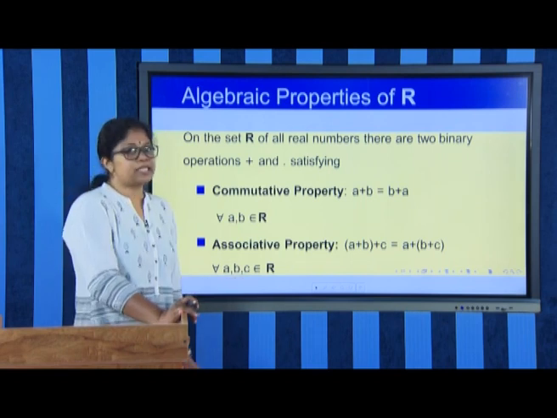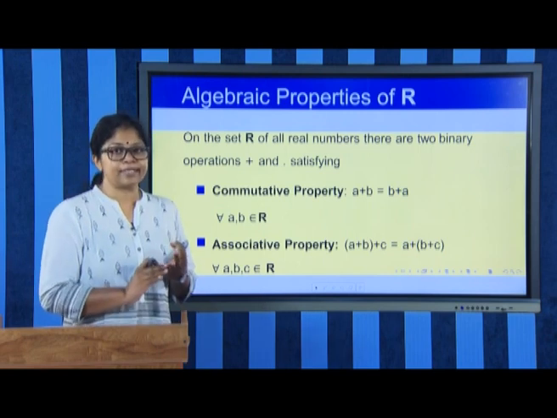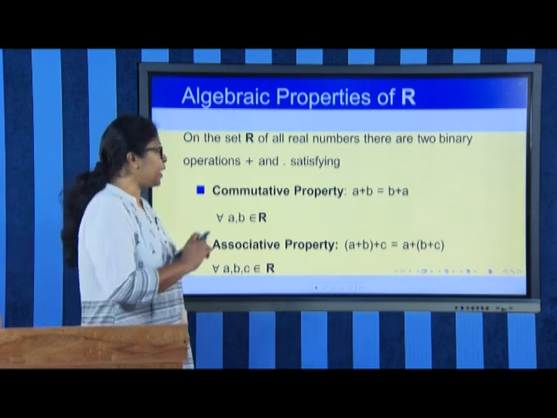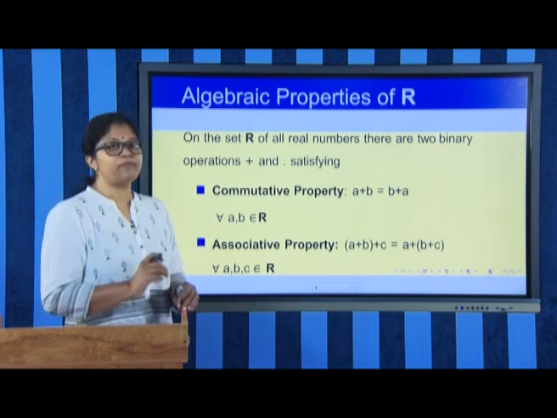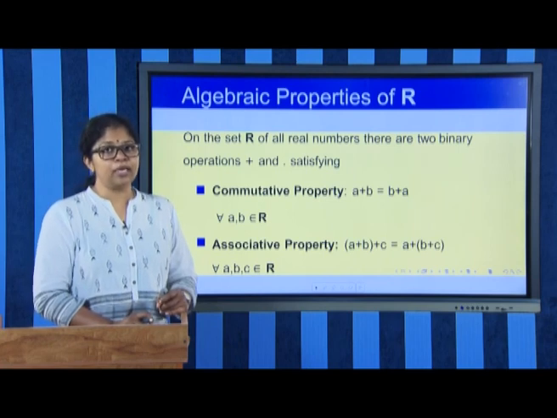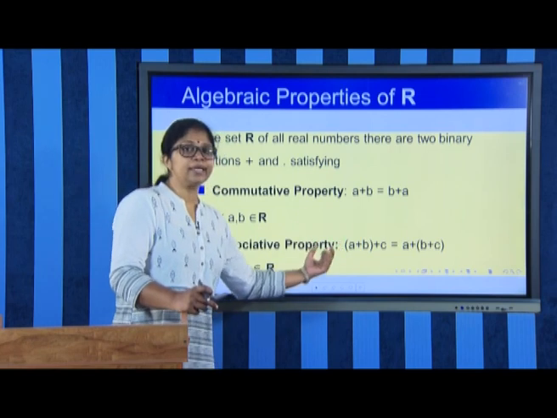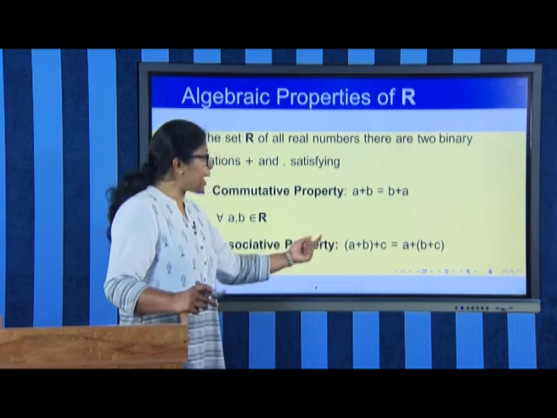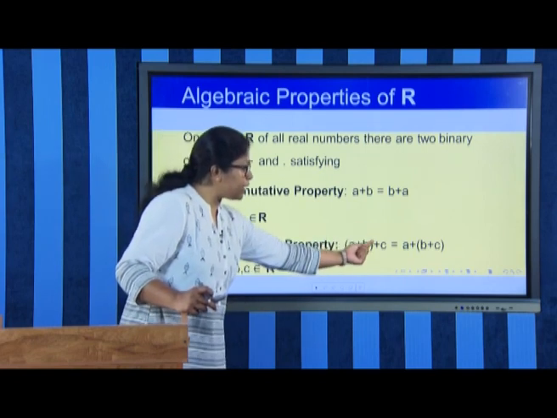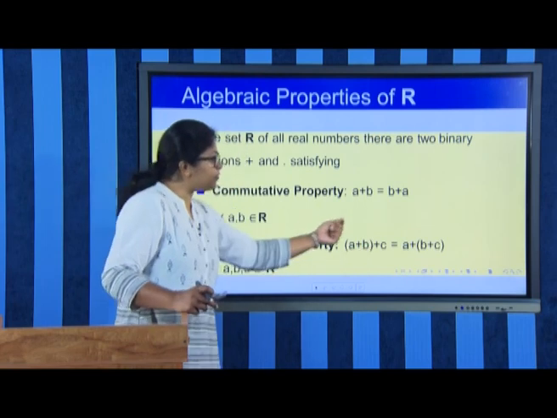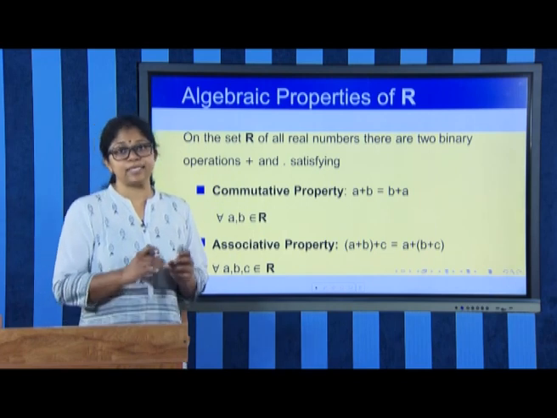The second property is what is called the associative property, where we have three real numbers a, b and c, where (a plus b) plus c is equal to a plus (b plus c) for every a, b, c elements of R. So, again this property shows that the order in which three real numbers are added can be in any order. That means the first two can be added and then added to the third number, or the first can be added to the sum of the second and third. This property is called the associative property.